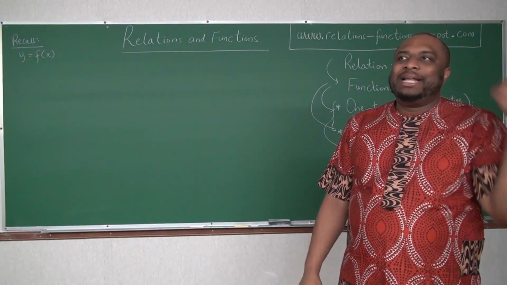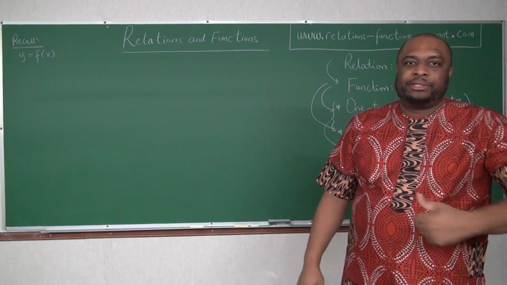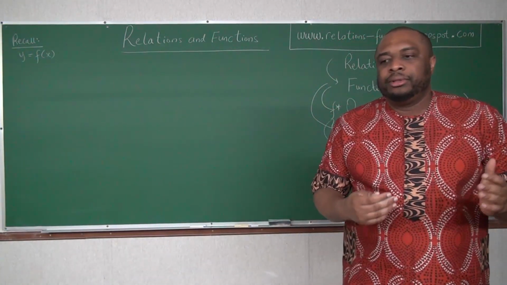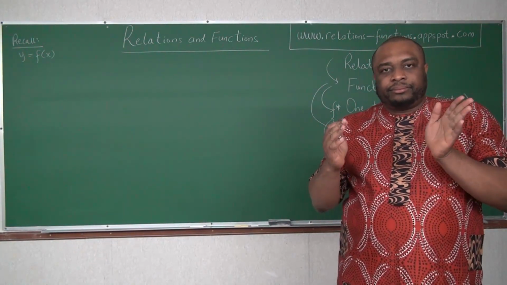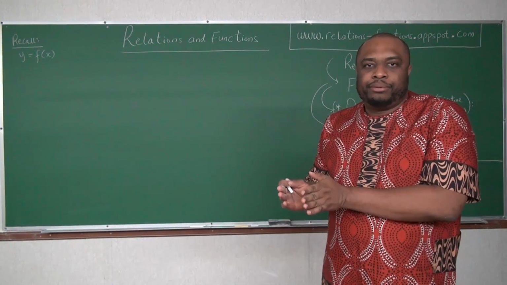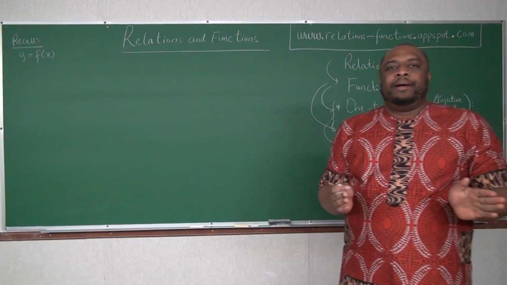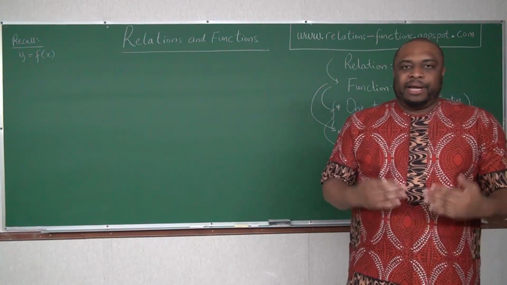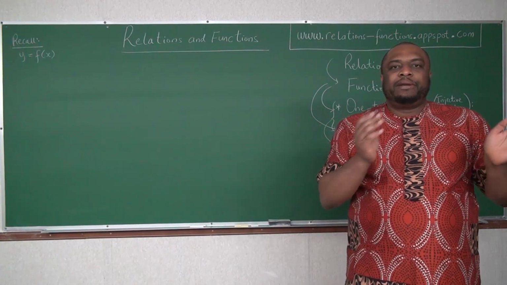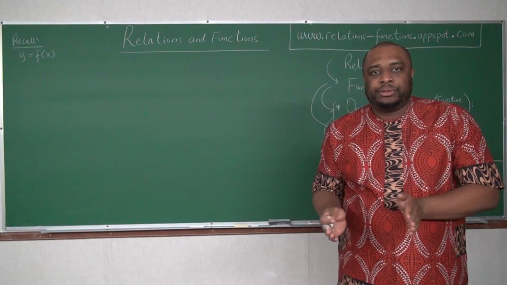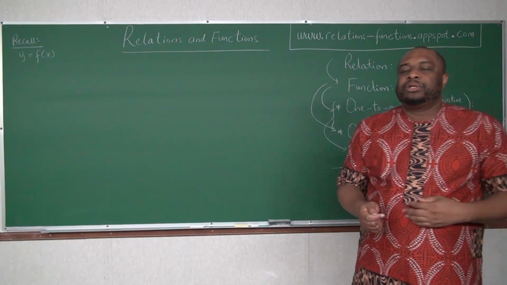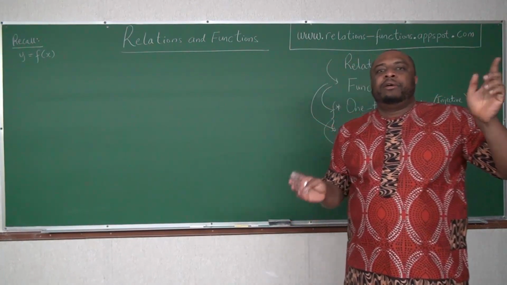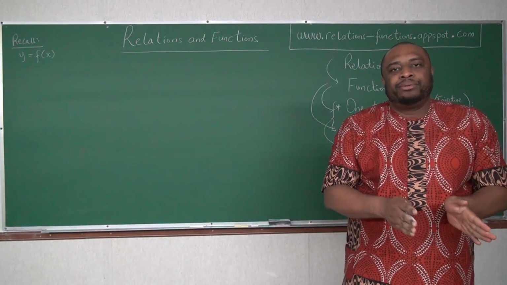So let's recall, backtrack to video 1. We define relation. Okay, relation. For every input, there is an output. That is how we define relation. That for every input, you have an output. We talked about it in video 1. For relation, for every input, you have an output.